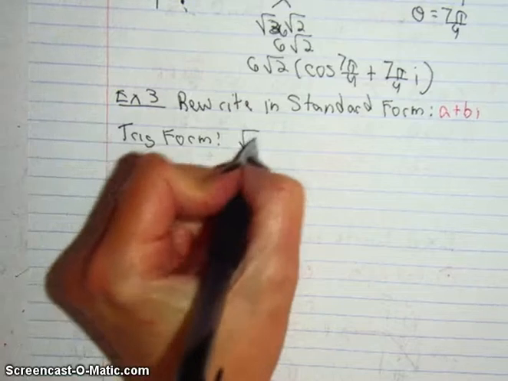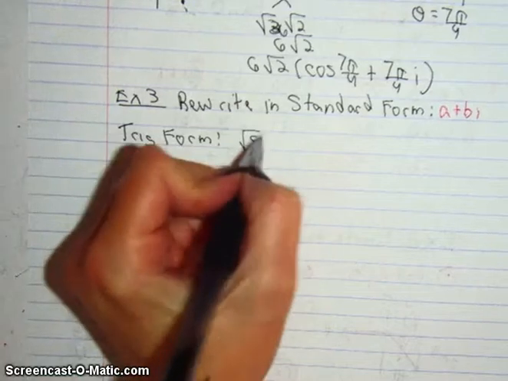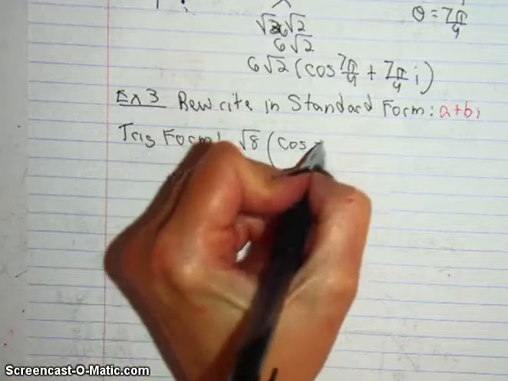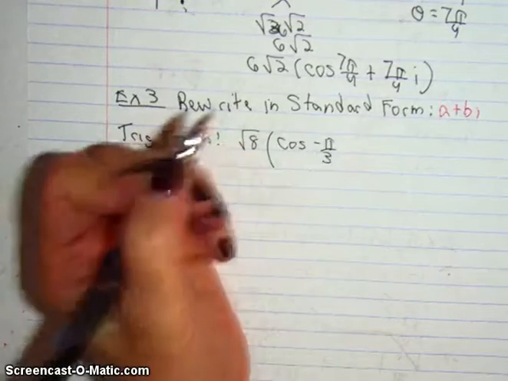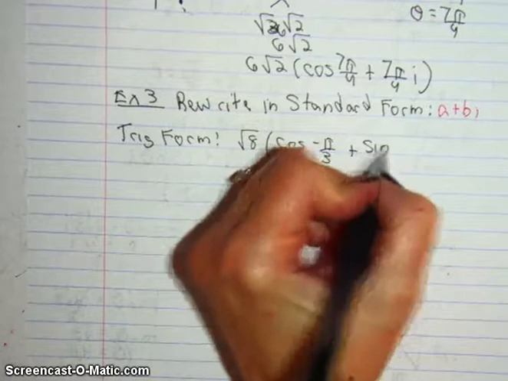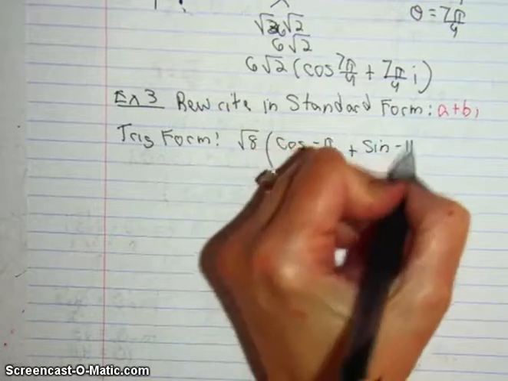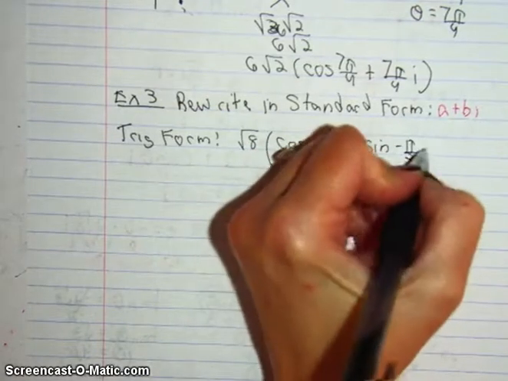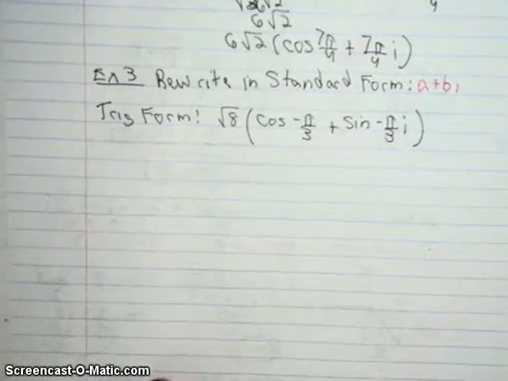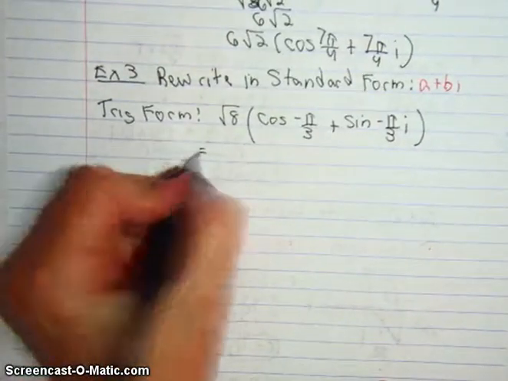All right, here's the trig form: square root of 8, parentheses, cosine negative pi over 3, plus sine negative pi over 3, i. Okay, should be fairly easy.